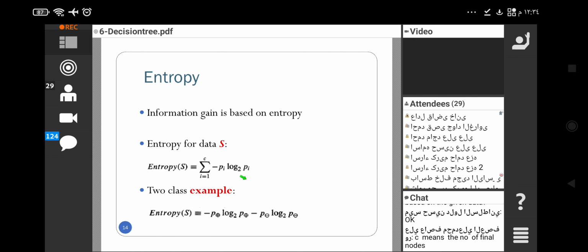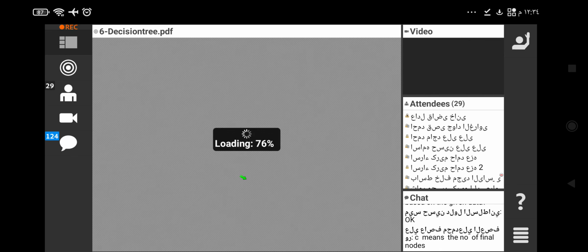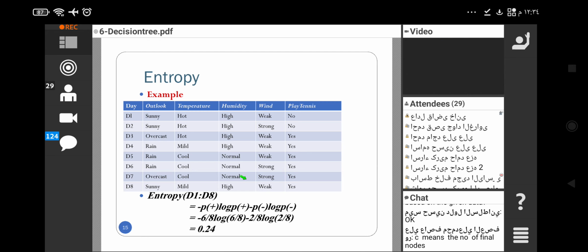Let's look at an example about entropy. We want to calculate entropy on the data in this slide. C means the number of classes. Two classes, three classes. It depends on the data, how many classes we have in the data.